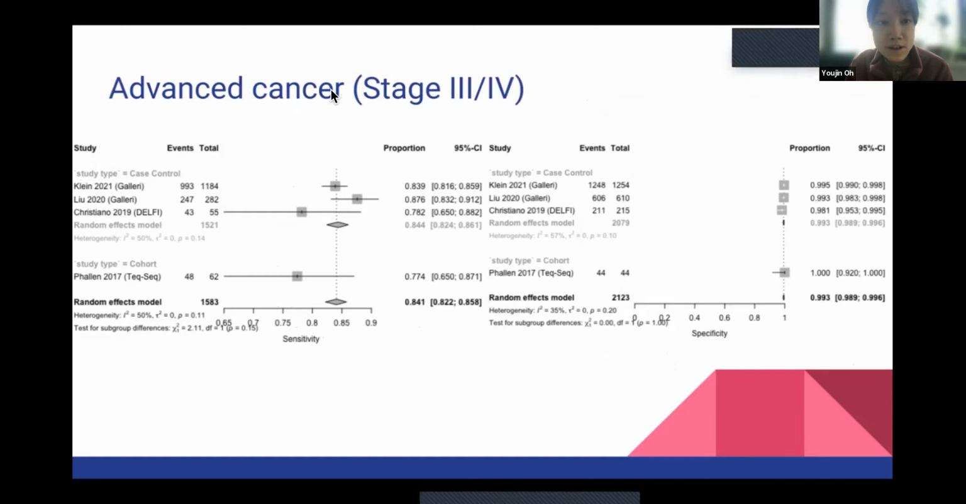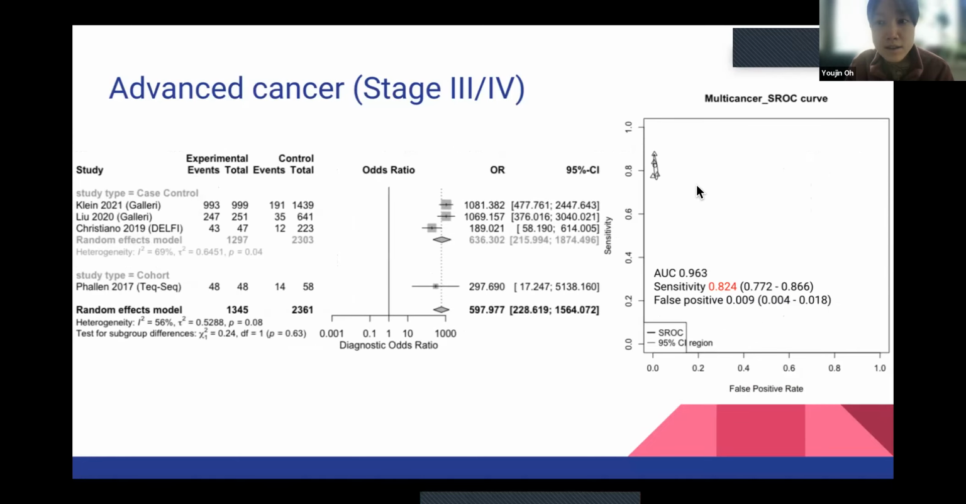And advanced cancer, which means stage 3 and 4. Interestingly, sensitivity went up to more than 80, and specificity remained pretty much the same. The DOR is around 600, and the SROC curve is like this.